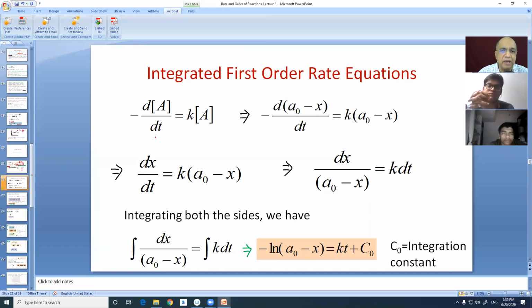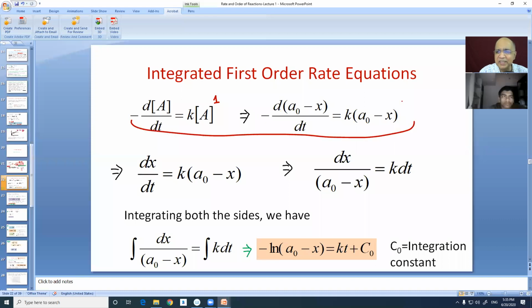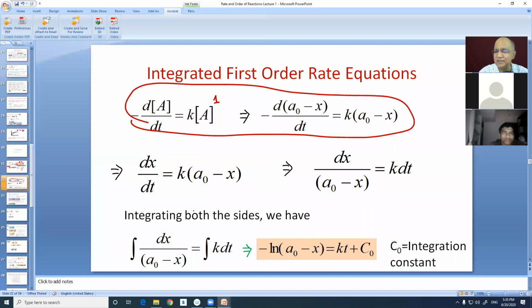Minus dA by dt, this is the rate expression, is equal to K A to the power 1. This we already know: minus d(a0 minus x) by dt. So a0 is a constant, and that becomes dx by dt. There is no need of writing all this, simply dx by dt. Rate means dx by dt is equal to K into the reactant concentration, that is (a0 minus x) to the power 1. We write x deliberately.